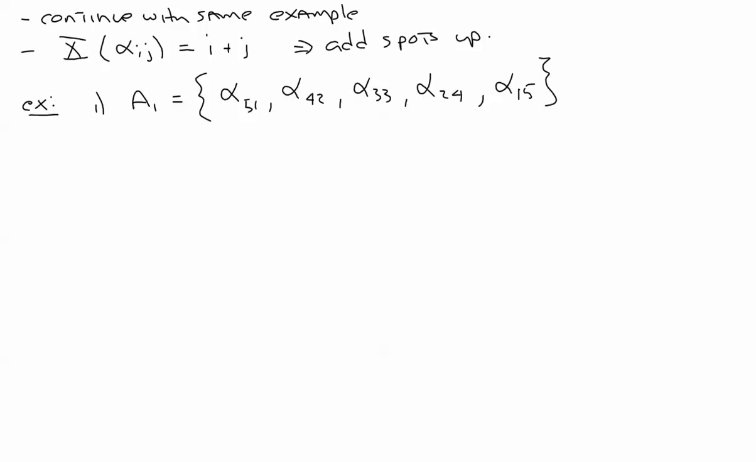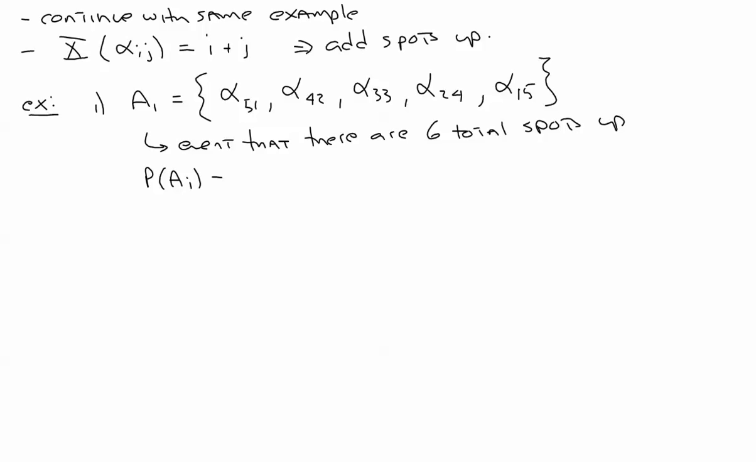All right, remember that an event is a collection of possible outcomes. This event is the event that there are 6 total spots up. Okay, the probability of A1 is clearly 6/36.